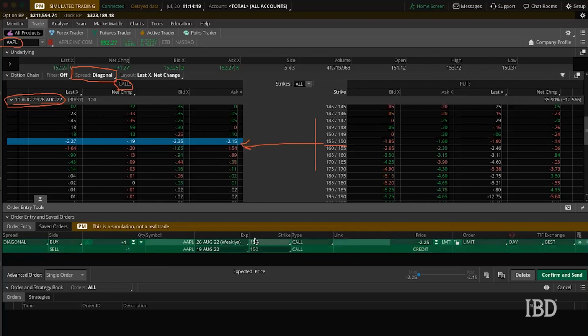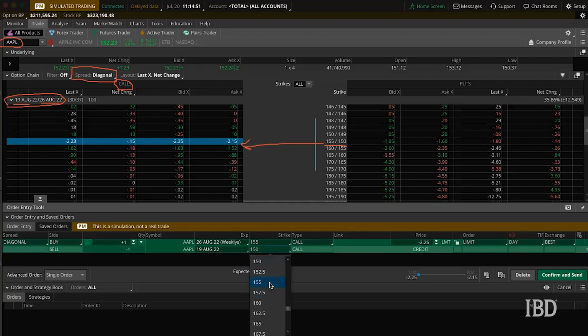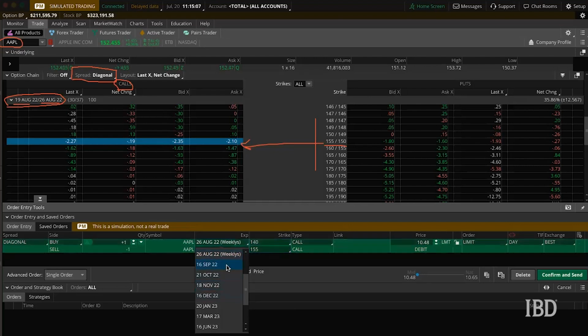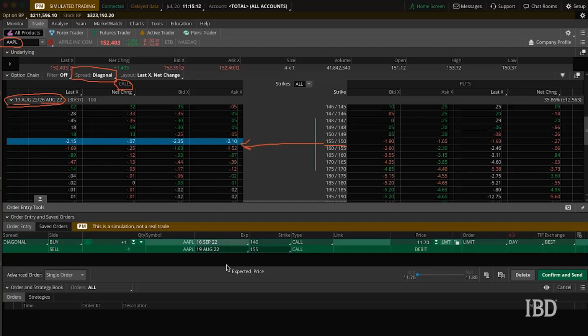So we have the trade set up, but we got to make a few adjustments down here. So we want to be selling the 155 call that expires August 19th. And then we want to be buying the 140 call. And that one should expire in September. Two different strike prices and two different expiration dates in the same stock.